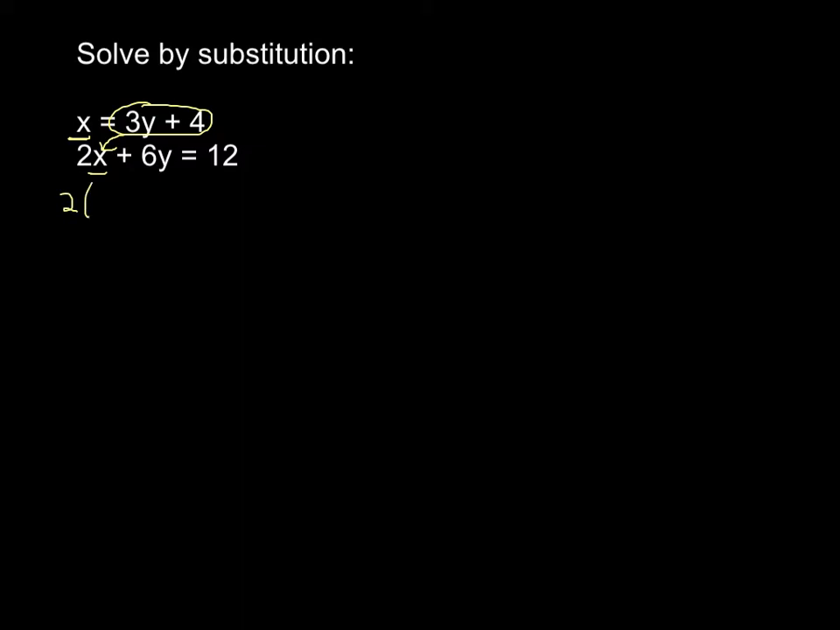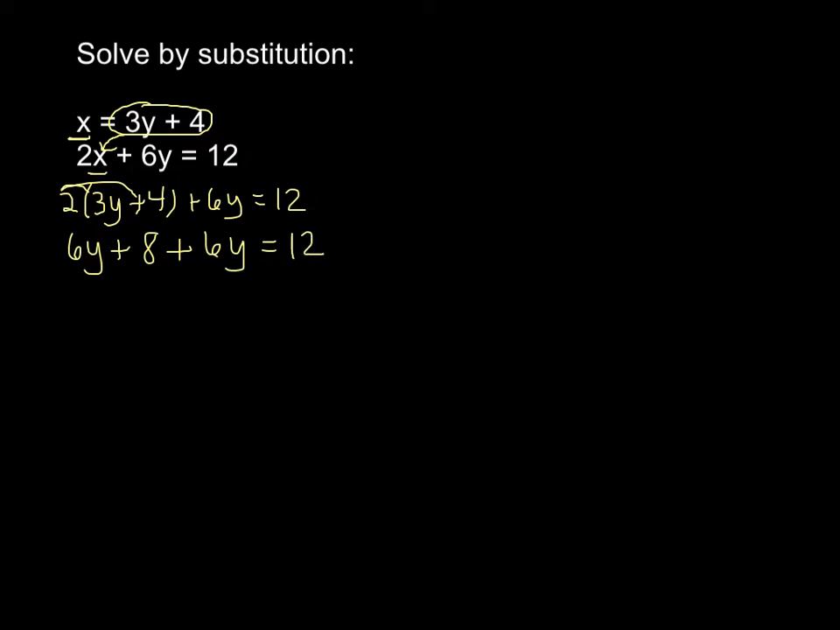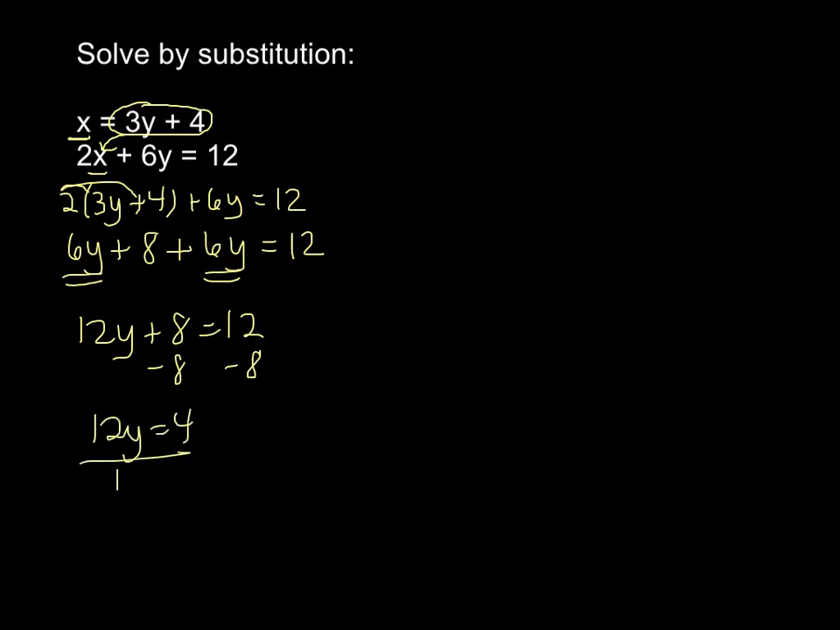So I have 2 instead of x. I'm going to write 3y plus 4. And then keep writing my equation. So plus 6y equals 12. Distributing the 2, I get 6y add 8 plus another 6y equals 12. Combining like terms, 6y and 6y is 12y plus 8 equals 12. If I subtract 8, I get 12y equals 4. Divide by 12, y equals 4 over 12. But both 4 and 12 are divisible by 3, so y is equal to 1/3.